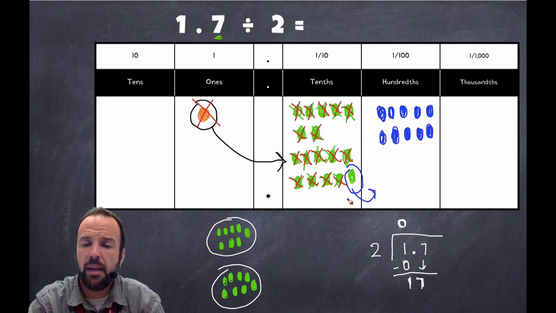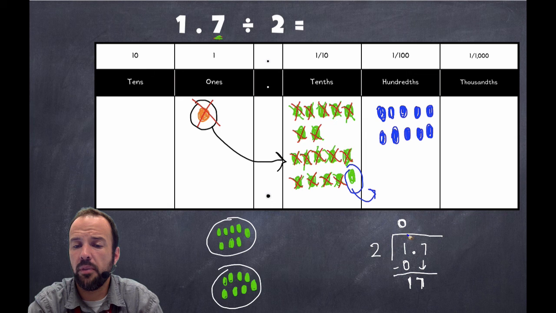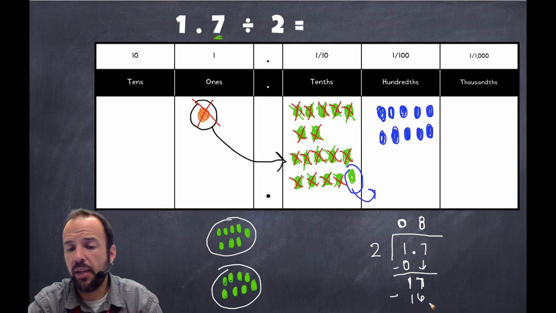So let's back up a little bit to finish filling in our standard algorithm chart down here. I took those 17 tenths that I had and divided them into two groups. That gave me 8 in each group, right? So 2 times 8 gave me 16. There were 16 total. And if I subtract from there, I'm left with 1, right? That one that was hanging out all by himself right here.